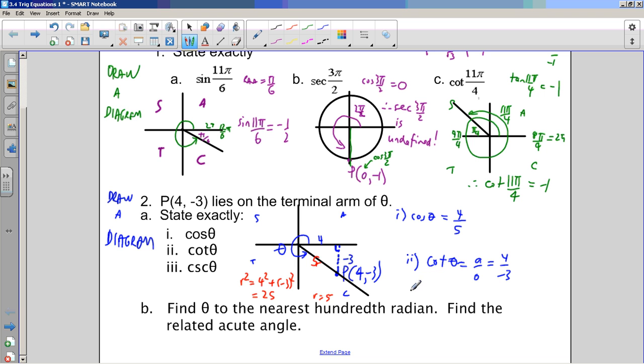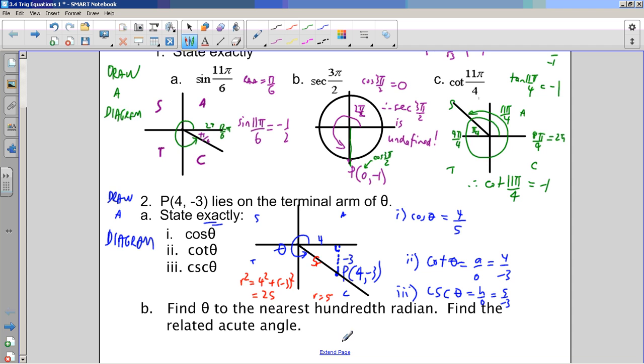Cosecant. Well, I'm running out of room here. Cosecant is the flip of sine, right? The flip of sine is not opposite over hypotenuse, but hypotenuse over opposite. It's the flip of sine, and I can state that exactly. 5 over negative 3. It's negative because the sine's negative. Great. Dandy. And those are exact. I never used my calculator.